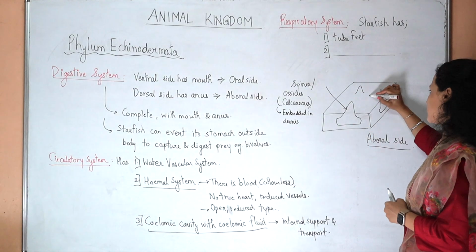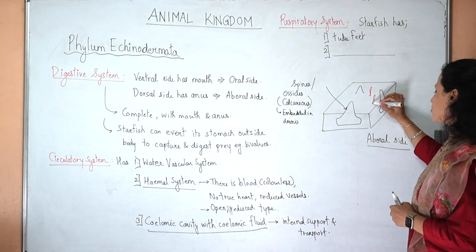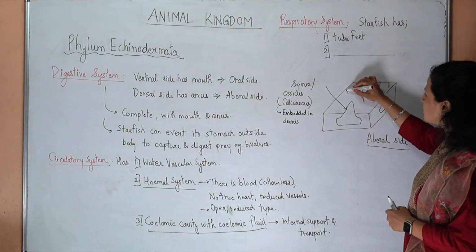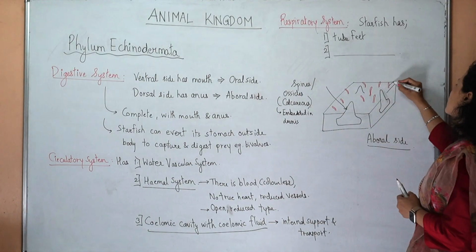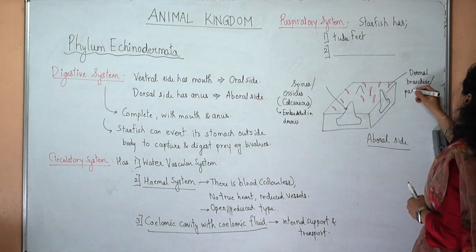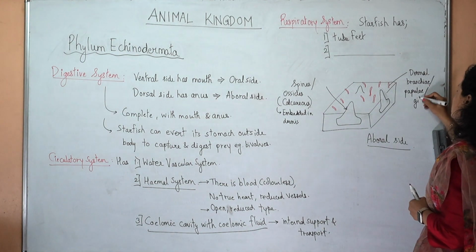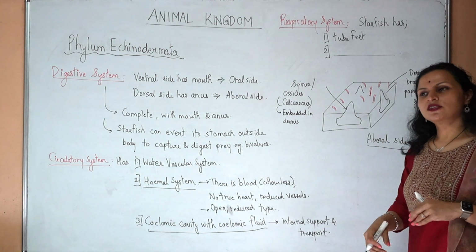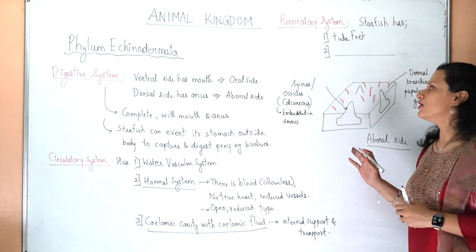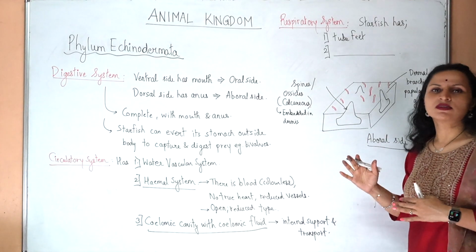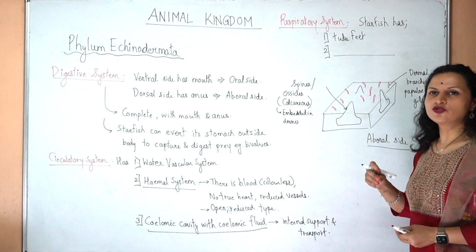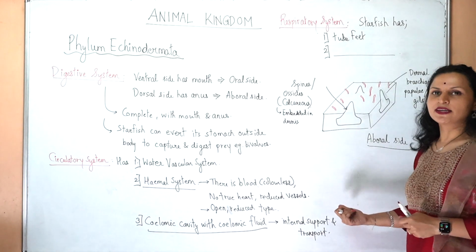What I want you to look at is some other things on the surface. Such finger-like processes are also present all over the surface. These are called the dermal branchiae, also called the dermal papillae, also called the dermal gills. On the oral side, there were the tube feet aiding in gas exchange, and on the aboral side, there are these dermal branchiae which help the starfish in gaseous exchange. So for respiration, the starfish has the tube feet on the oral side and the dermal branchiae on the aboral side.